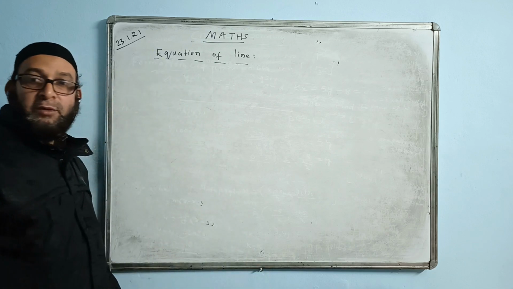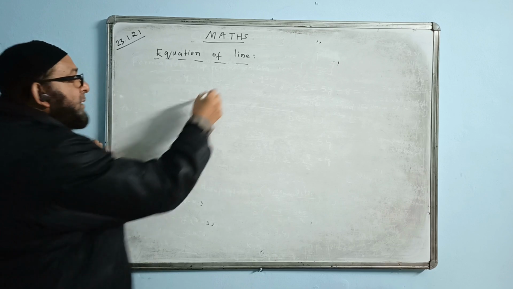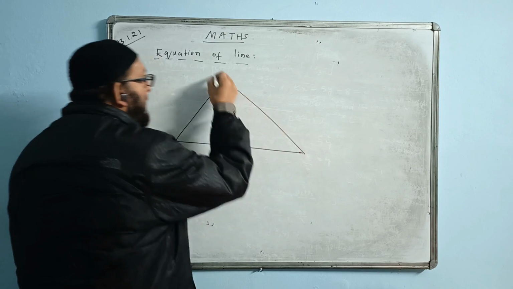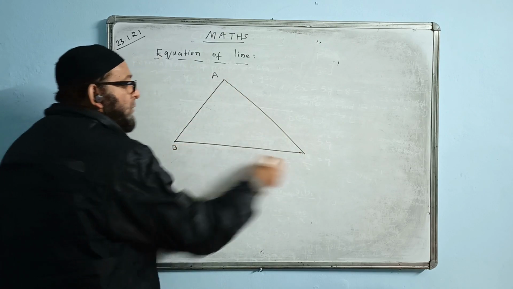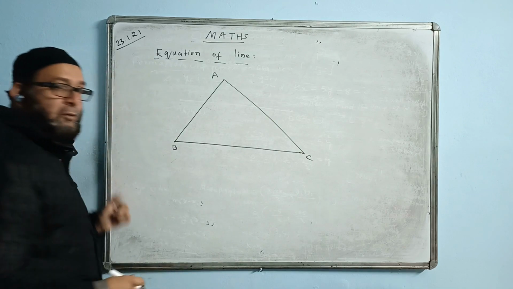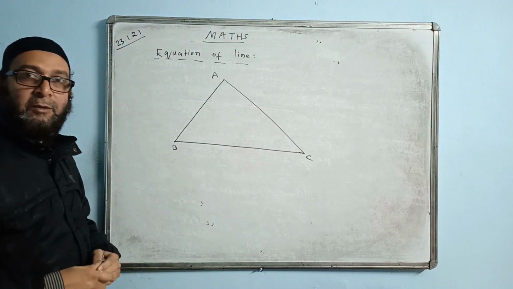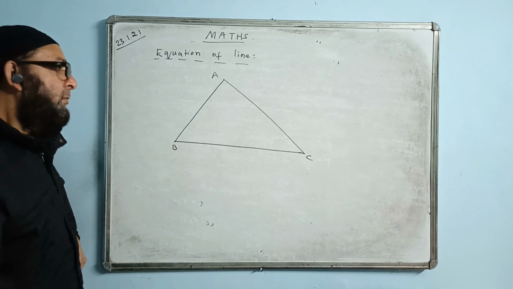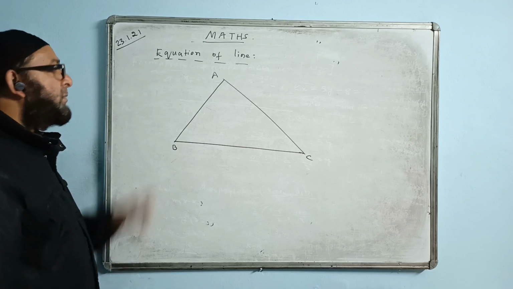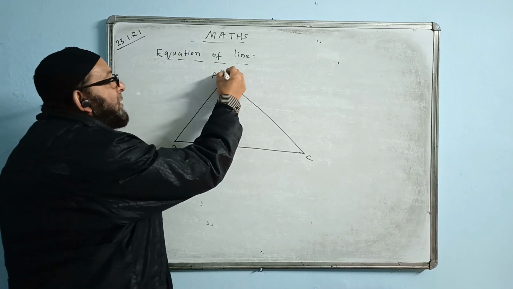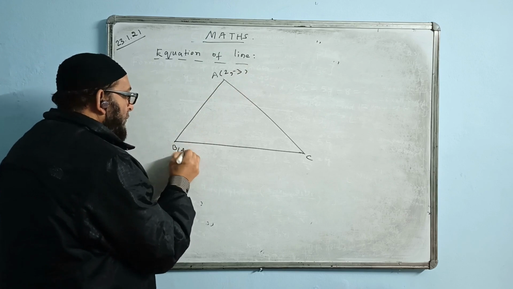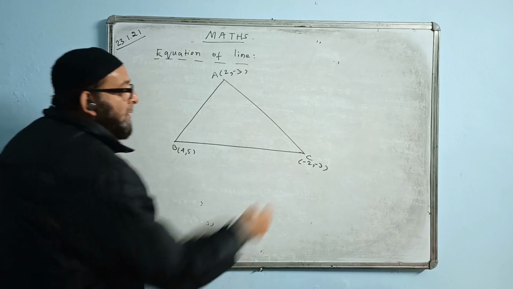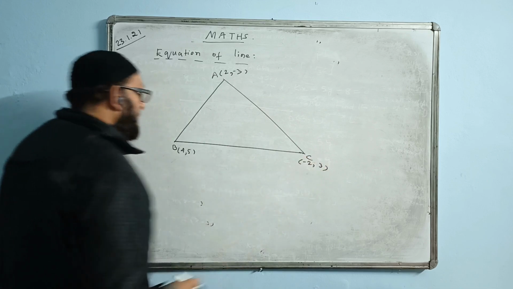This concept only applies to a triangle. Suppose there is a triangle given, ABC, like this. Not on graph. They are not asking to use graph paper and all. Suppose there is a triangle ABC with the points like anything: 2, minus 3, 4, 5. Here it is given minus 2 and minus 3. Anything is given. Or minus 2, 3.